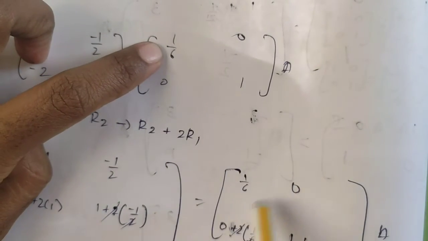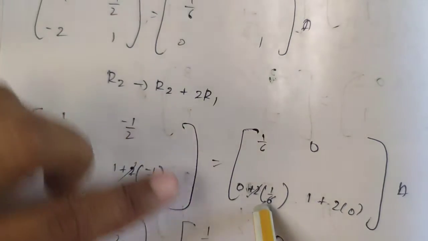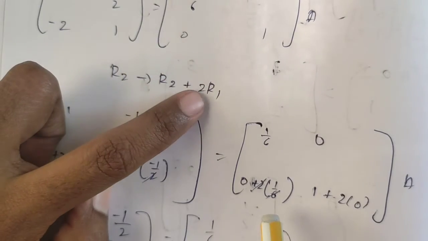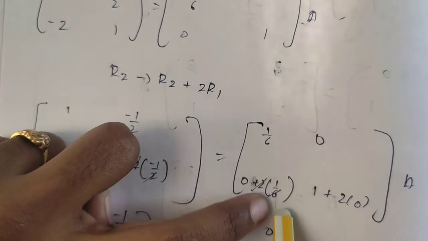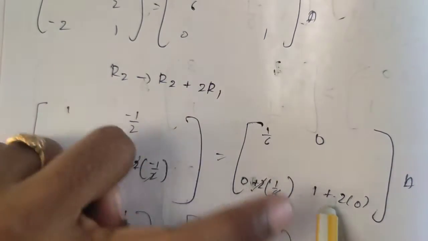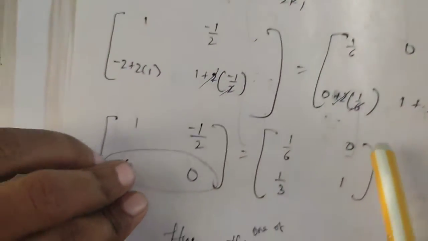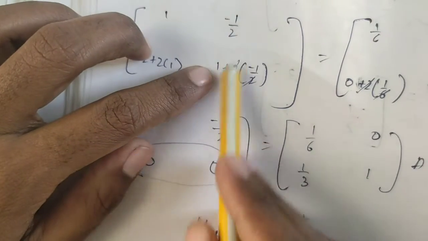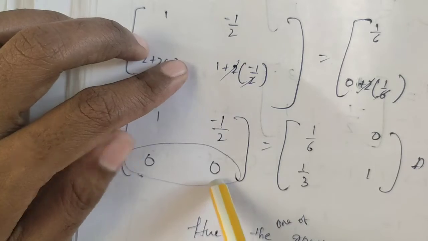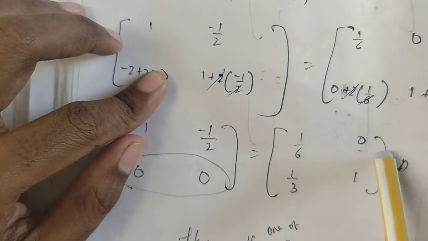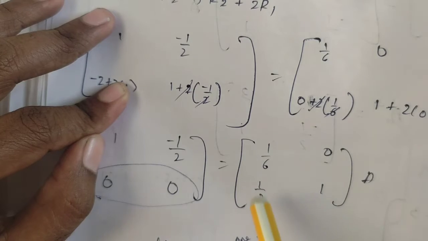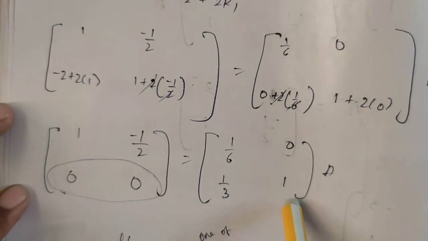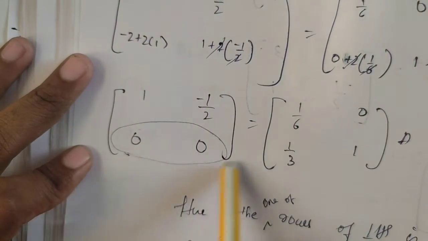On the right side, R1 is 1 by 6, 0, kept as it is. R2 is 0 plus 2 into 1 by 6, 1 plus 2 into 0. So we are getting 1, minus 1 by 2, minus 2 plus 2 is 0. The 2s get cancelled, 1 minus 1 is 0, that is equal to 1 by 6, 0. On cancelling we are getting 1 by 3. Again, on simplifying this we get 1. So here we got 0, 0.